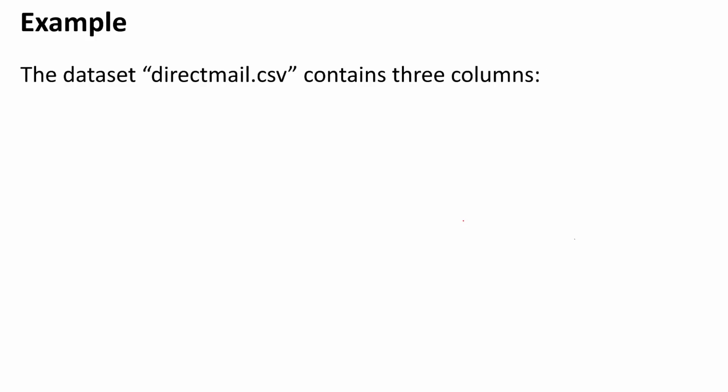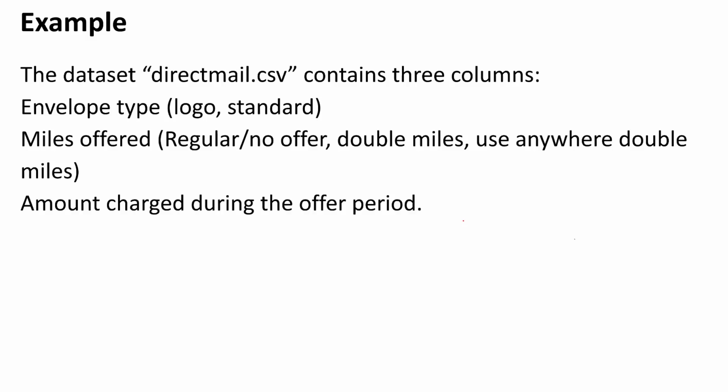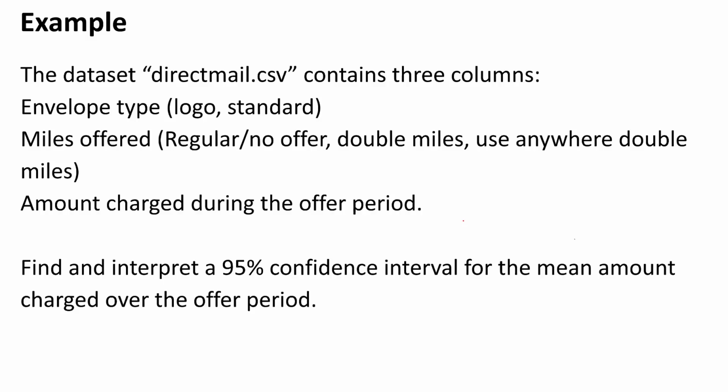So we're going to work with the data set that's linked with your lecture notes in Canvas called directmail.csv, and it contains 3 columns: an envelope type, either logo or standard envelope, an offer of miles, either regular or no offer, double miles or use anywhere double miles for an airline, and amount charged on the credit card during the offer period. So this is a credit card company trying out different types of envelopes and different sky miles offered. And they're measuring the amount charged during the offer period.